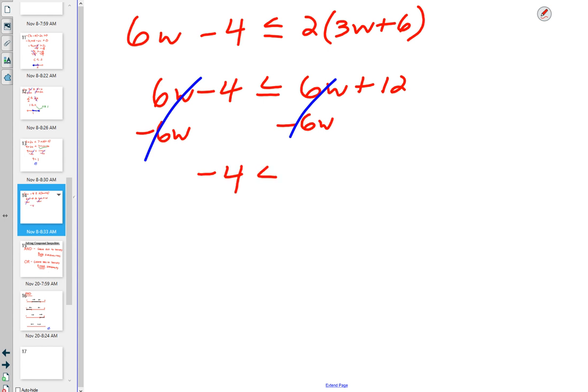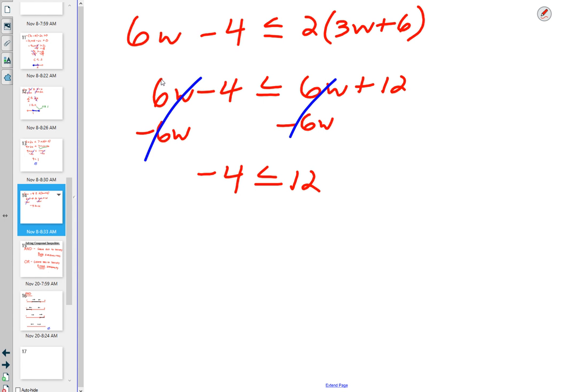In my experience, what happens here is that people see that the numbers are different, and again, they're too quick to say, yeah, got it, no solution. But read what it says. Right here, the statement says that -4 is less than or equal to 12. Is that true? Yes, -4 is less than 12.